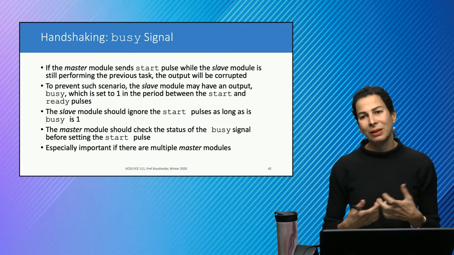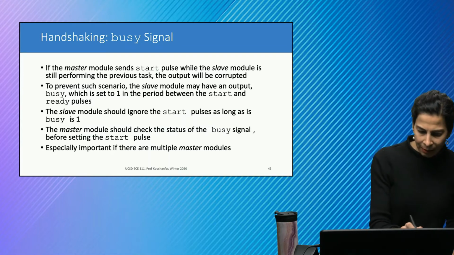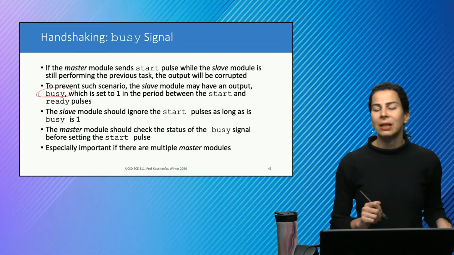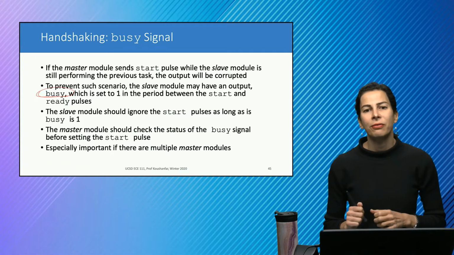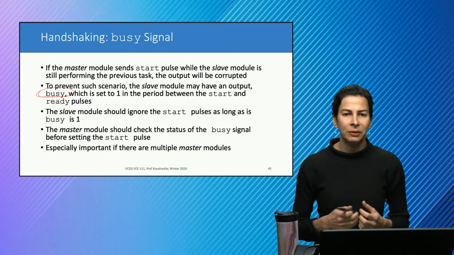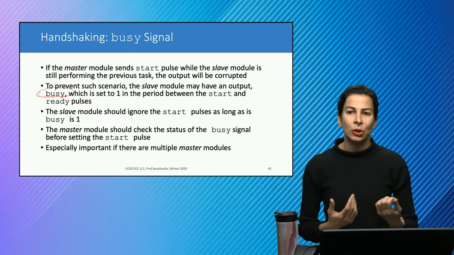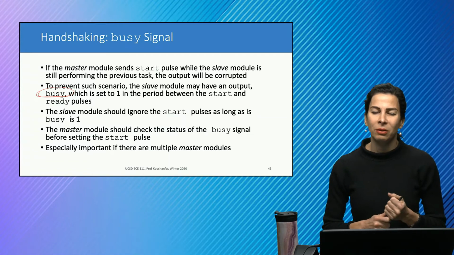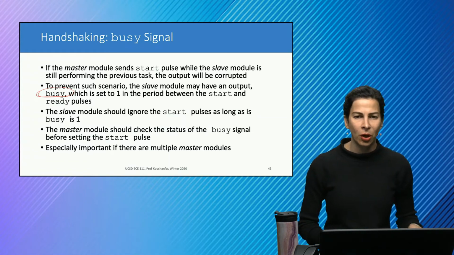So the slave may have an additional signal, which is a busy signal, which says I'm going to ignore every start request coming to me if I've already accepted another job. And then in addition to the ready signal, we are going to check the status of the busy signal before we assert a start.